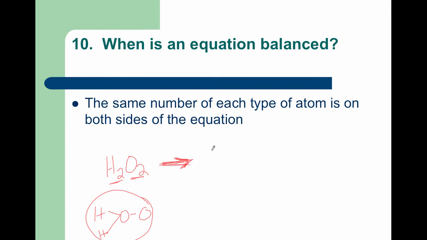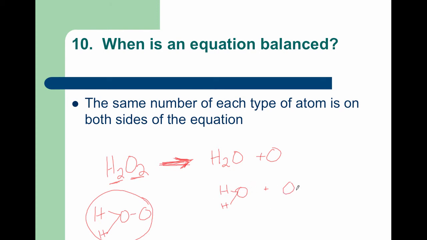Over time, it's going to decompose into water and an oxygen. If you notice, the law of conservation of mass states that if I started with 2 hydrogens, I have to end with 2 hydrogens. And if I started with 2 oxygens, I have to end with 2 oxygens. Now it's not still hydrogen peroxide, now it's water and oxygen. But I still have the same number and the same type of atoms.